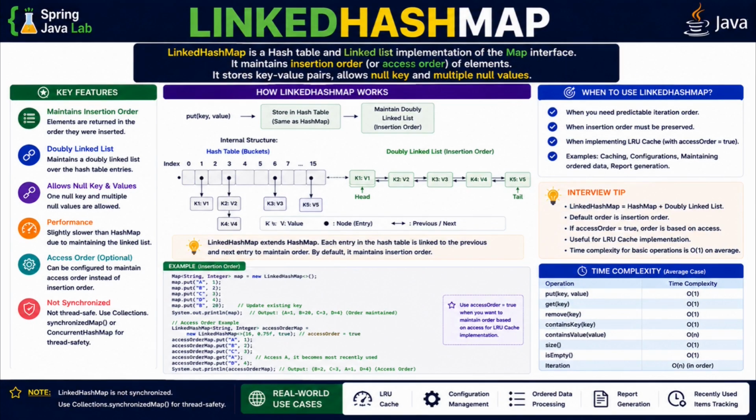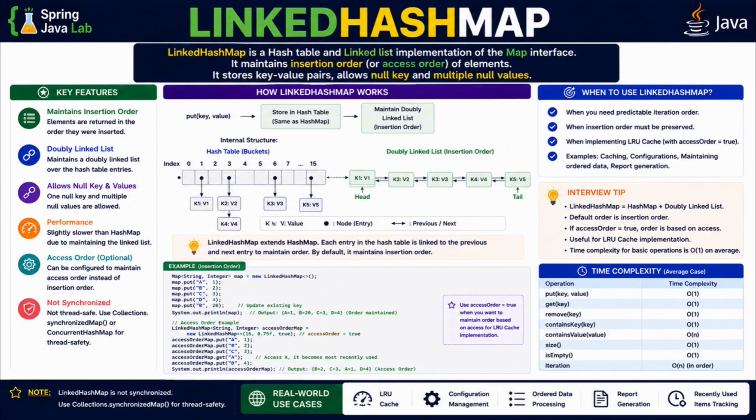Sometimes, fast lookup alone isn't enough. What if you also want to preserve the order in which entries were inserted? That's where LinkedHashMap comes in. LinkedHashMap behaves much like HashMap, but it also maintains insertion order. So if you add entries in the order A, B, C, they'll be returned in the same order during iteration. This makes it useful for displaying ordered data, generating reports, reading configuration files, and maintaining predictable output.